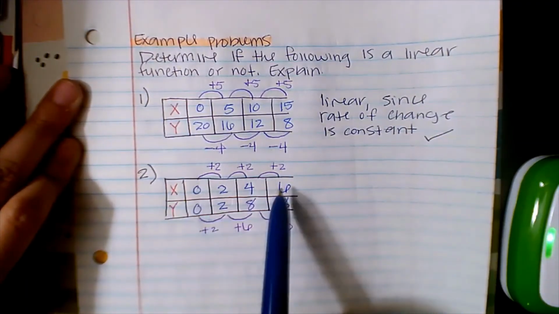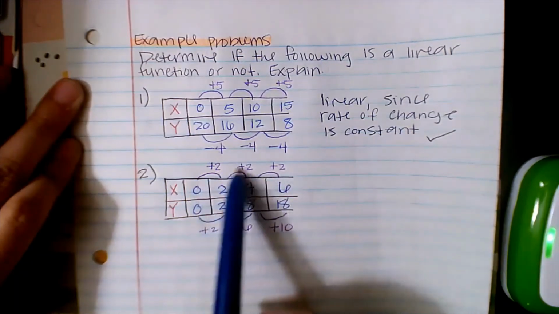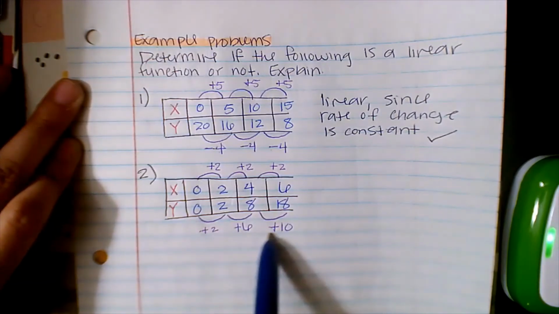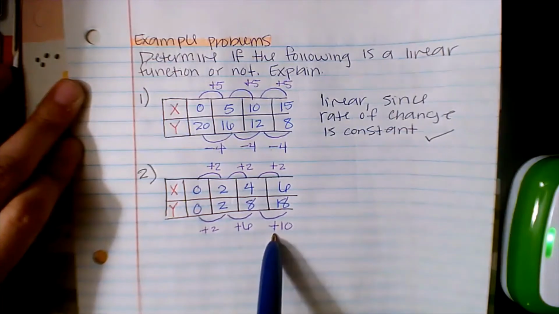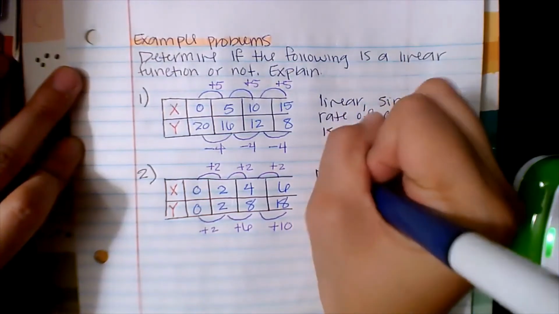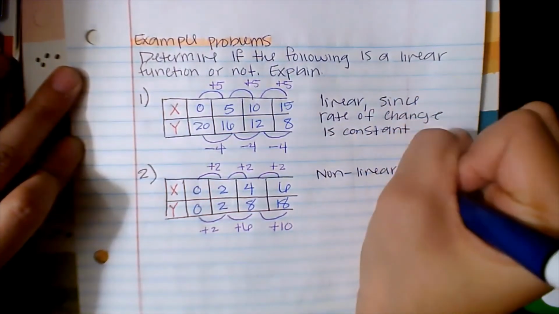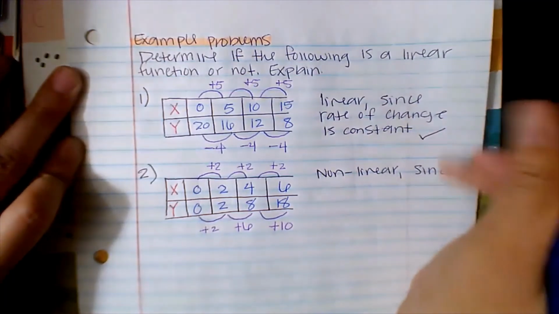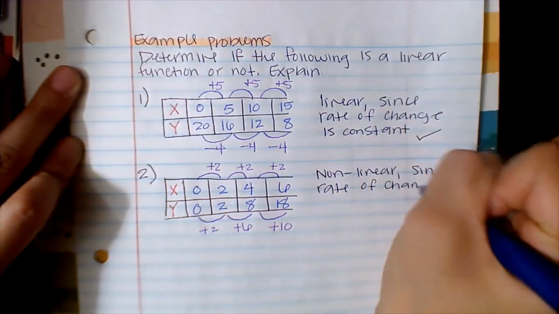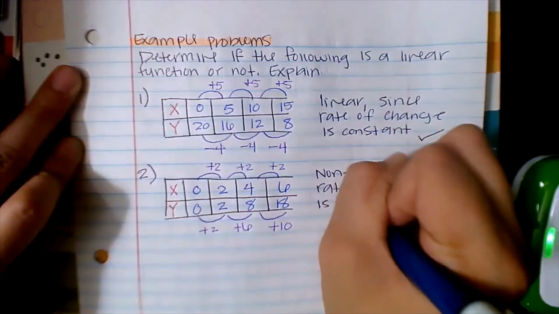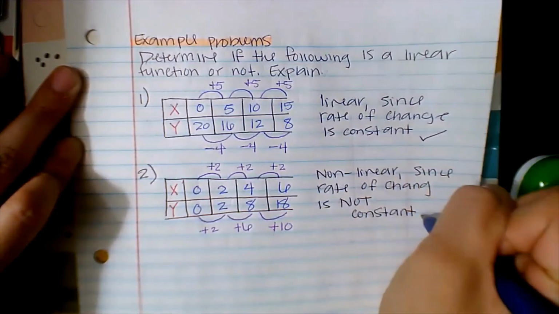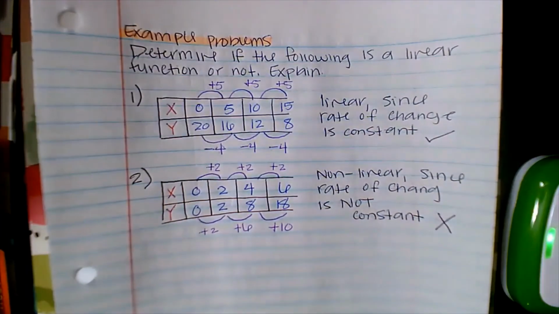Now my changes in X are constant because it stays the same at a rate of 2. However, my changes in Y are not the same. They are not constant. I go from 2 to 6 to 10, which is very different from one another. So this is an example of a non-linear function, since the rate of change is not constant. So no, it is not linear.